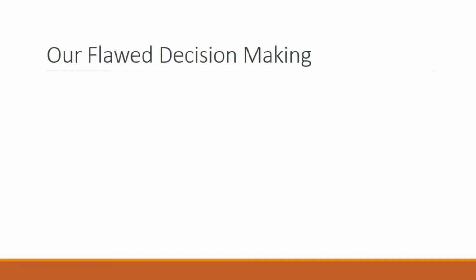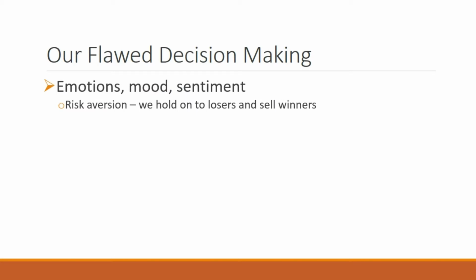So to summarize some of the information we've gathered so far, our decision making is flawed in a number of important ways. First of all, decision making includes emotions, mood, sentiment. An example here is risk aversion, the fact that we hold on to losers and sell winners in contrast to making profits in the marketplace.